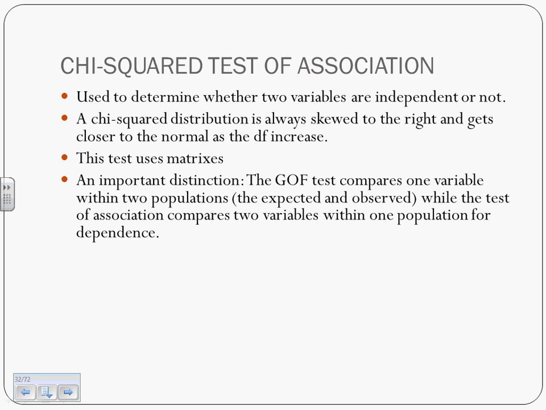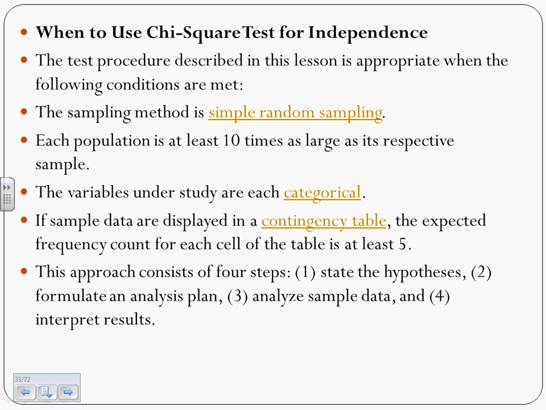And an important distinction: the goodness of fit test compares only one variable with two populations, the expected and observed. So that's why you just have the two lists. But the test for association or independence compares two variables within one population. So you can have the whole table going on.